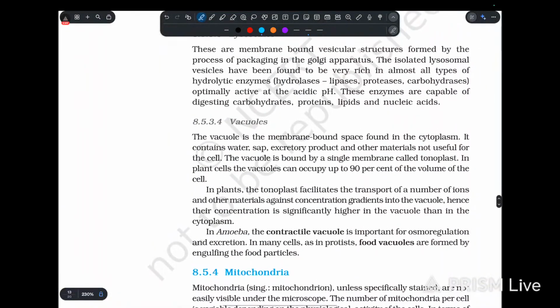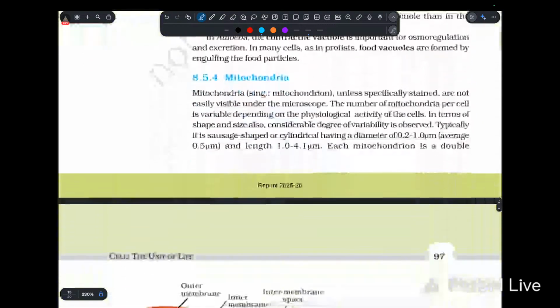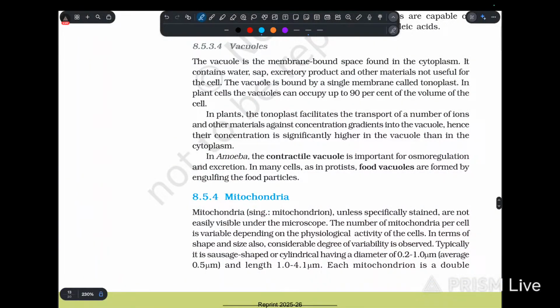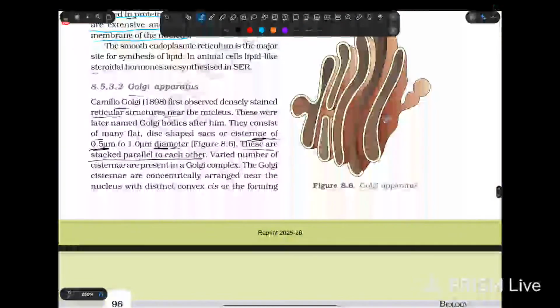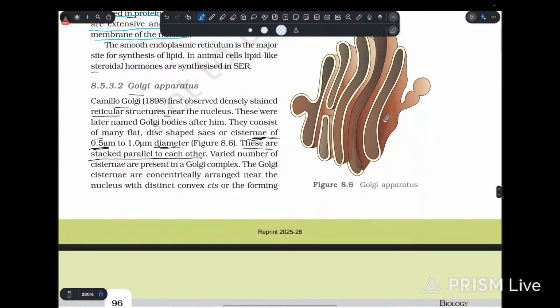Now we are going to study about the Golgi apparatus. For today, we are going to finish up to the vacuole, so we will finish the endomembrane system. The Golgi apparatus is a good topic. I like it.